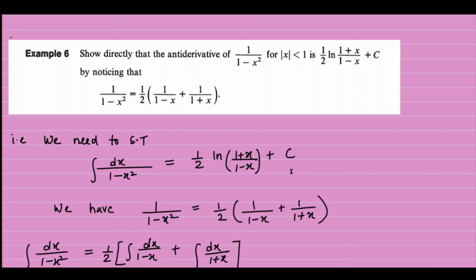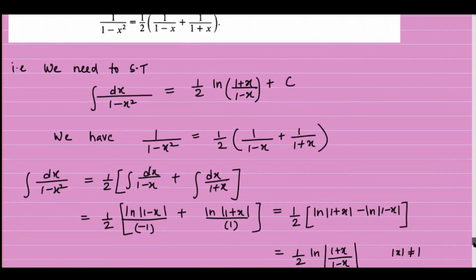And also it is given that 1 by (1 minus x square) is this. You can see that this is true. If you take the LCM here, you will get the same thing. So instead of 1 by (1 minus x square), we can write half into [1 by (1 minus x) plus 1 by (1 plus x)]. We know that the integral of a sum is the sum of the integrals. So we can write this integral dx by (1 minus x square) as half into [integral dx by (1 minus x) plus integral dx by (1 plus x)].